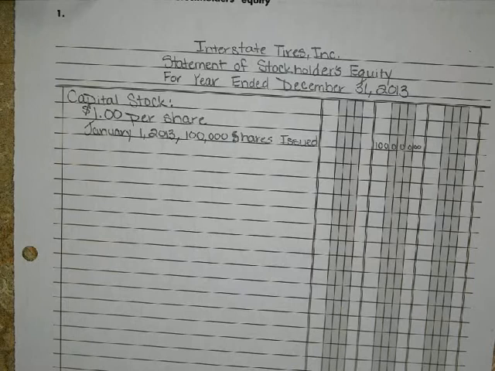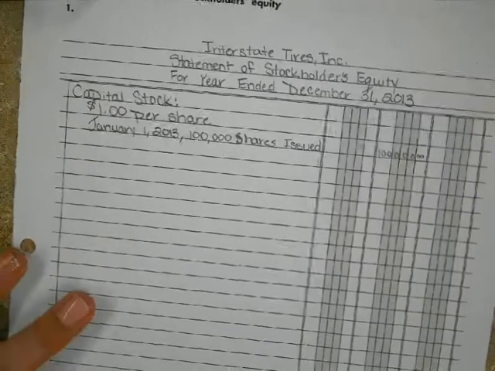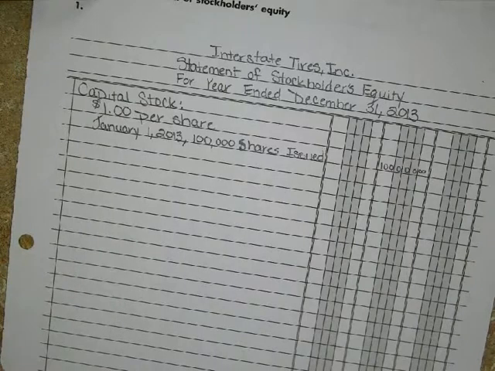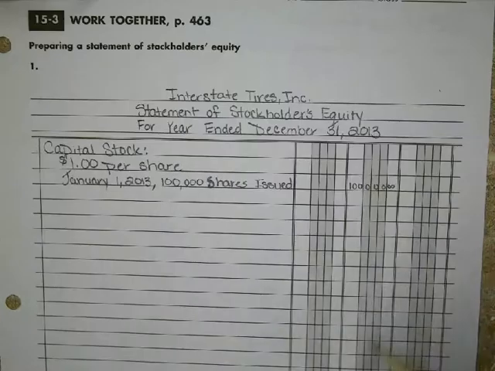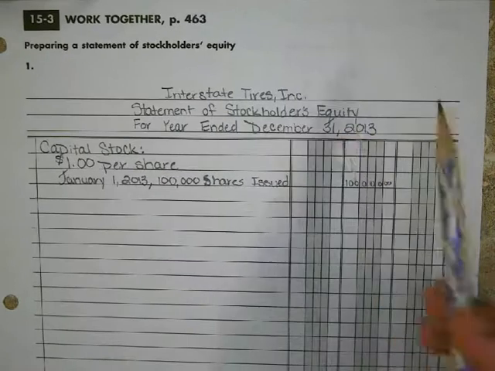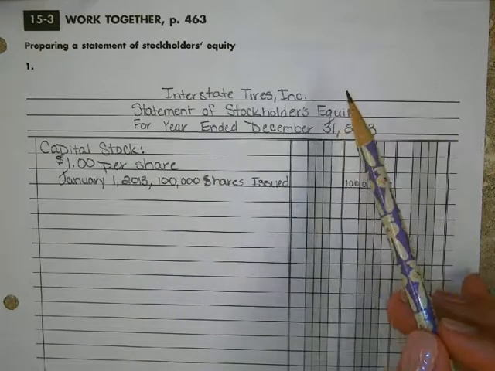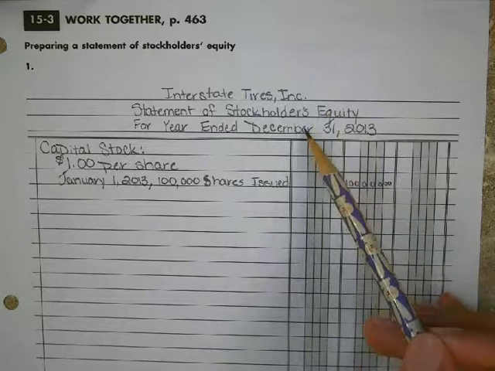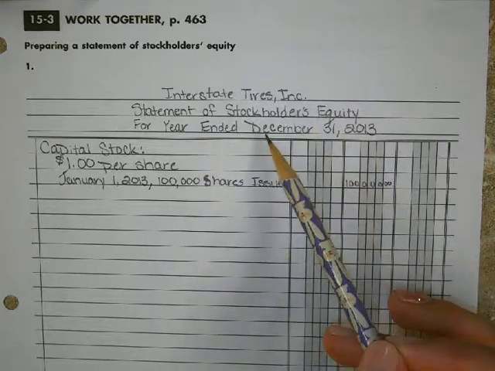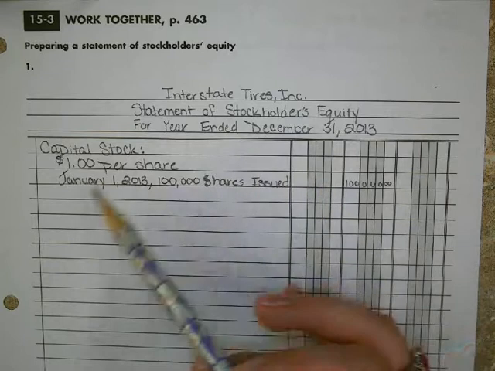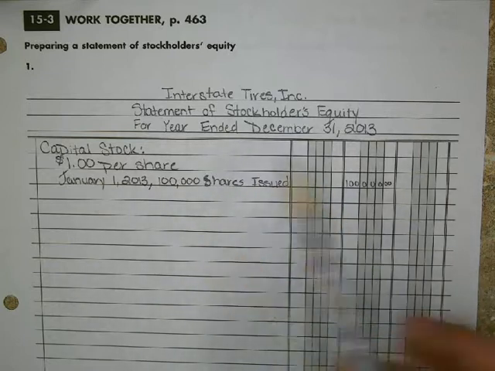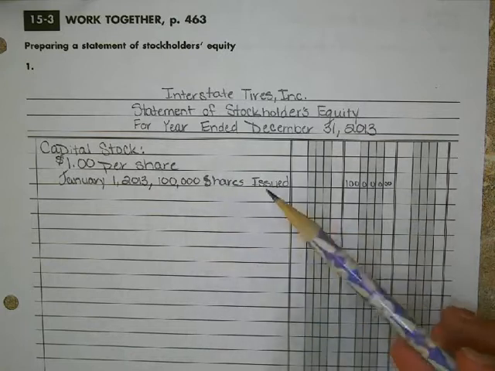Okay, so yesterday we were working with 15.3 Work Together. This is how far we got. Remember, we are creating the Statement of Stockholders' Equity. The first thing that we needed to do was create the heading, the who, the what, and the when. Remember, this is a "for the year ended" because we're going to be looking at the capital stock and the retained earnings for that whole fiscal period.